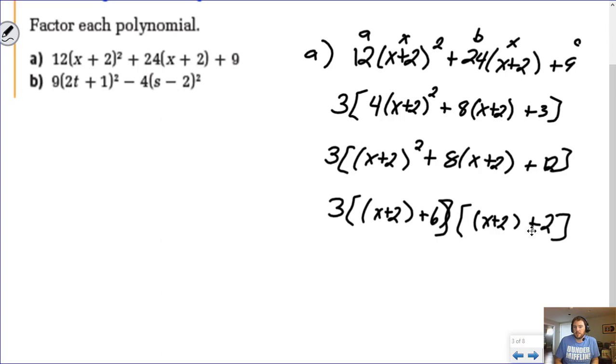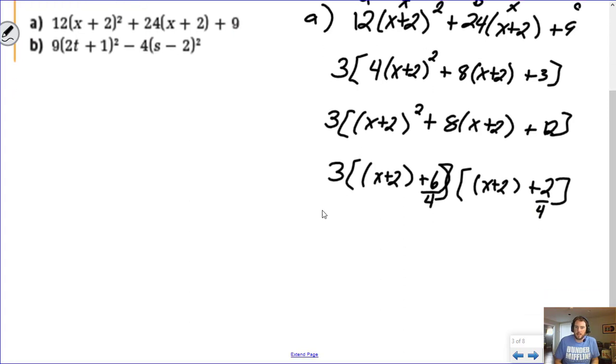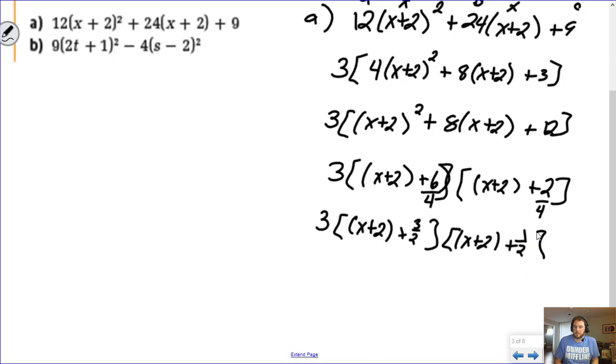And then, so that's our slide part of our slide and divide. Now we have to do the divide part. Remember, we slid the 4, so now we need to divide by 4. So this goes over 4, and this one goes over 4, right? So then we get the 3 out front times x plus 2 plus this simplified fraction, which is 3 over 2, and x plus 2 plus this simplified fraction, which is 1 over 2, right?